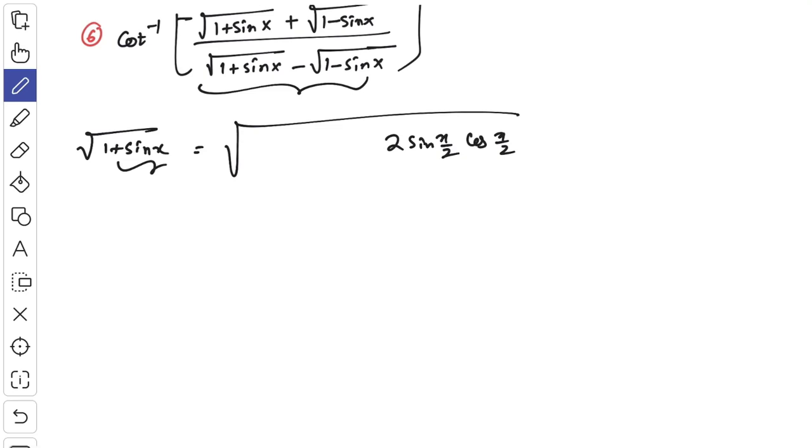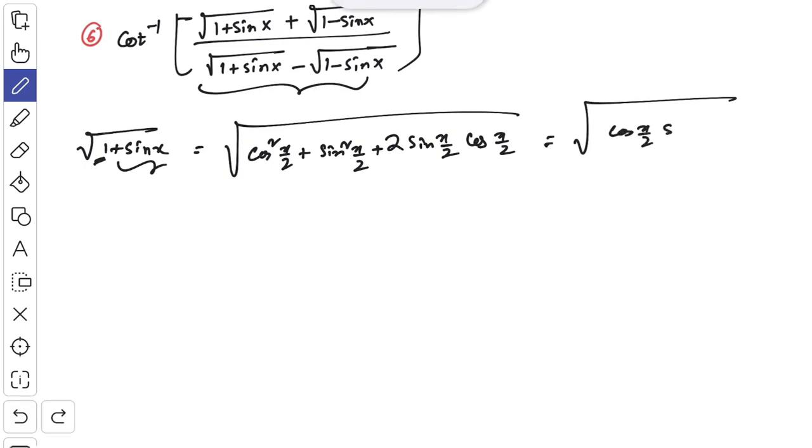So this one can be written as cos square x by 2 plus sine square x by 2, isn't it? So sine square x by 2 plus cos square x by 2 is again 1. That's why we have written it this way. Then this is equal to root over cos x by 2 plus sine x by 2 whole square. So that's going to be equal to cos x by 2 plus sine x by 2.